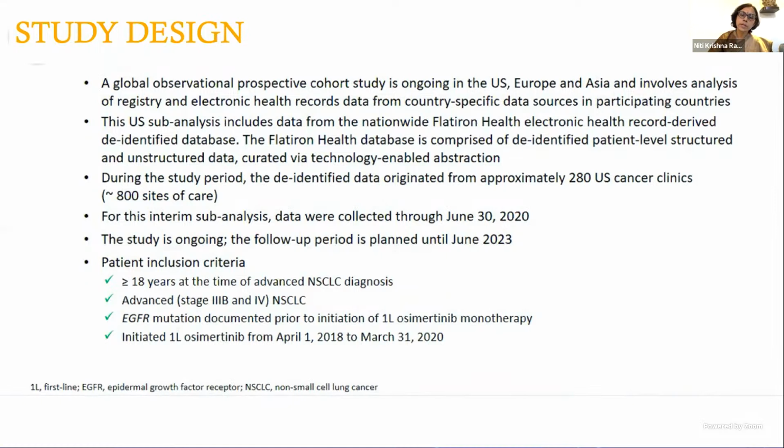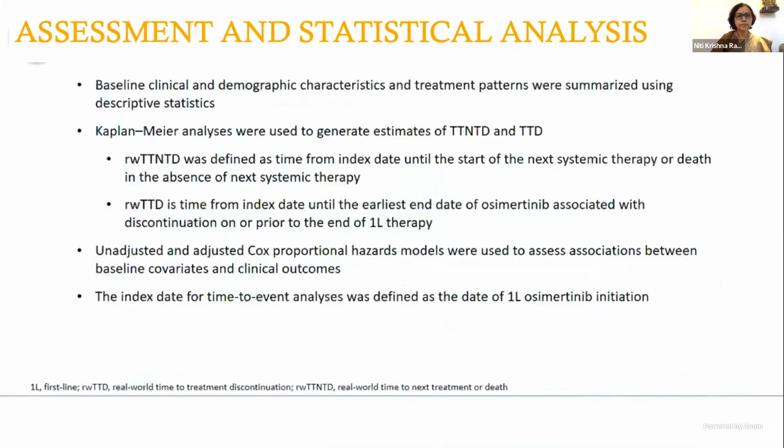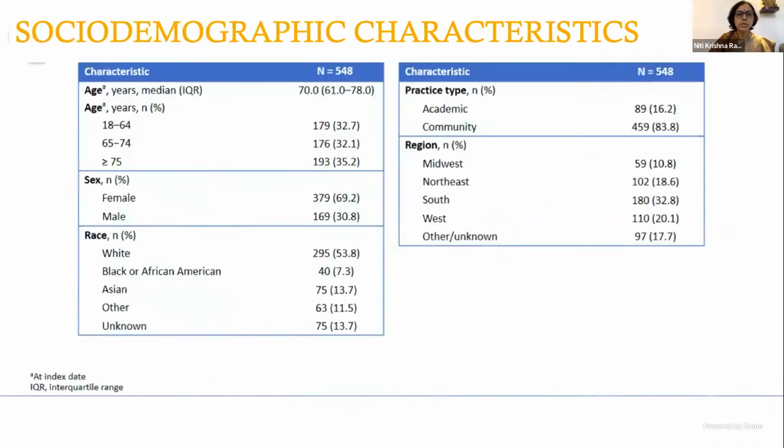The recruitment period is from June 2020 to June 2023. That is exactly 3 years, in which advanced stage 3B to stage 4 NSCLC patients, who had EGFR expression and initiated on first-line osimertinib, were taken. For assessment and statistical analysis, standard Kaplan-Meier analysis was done.